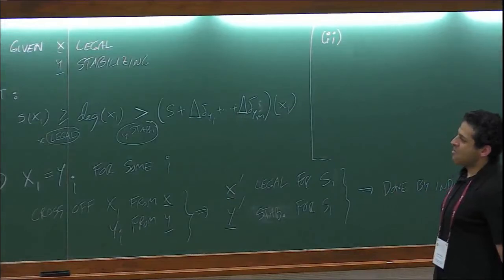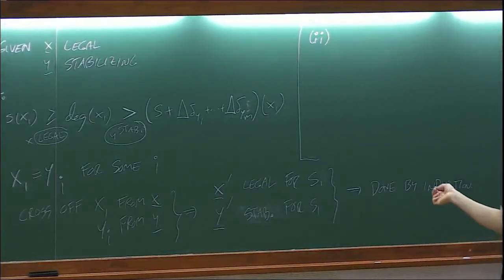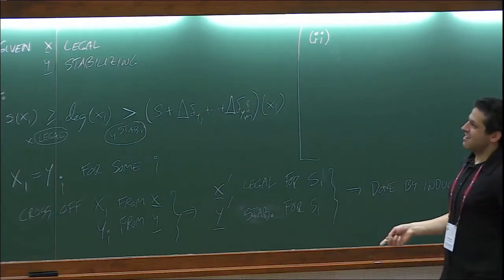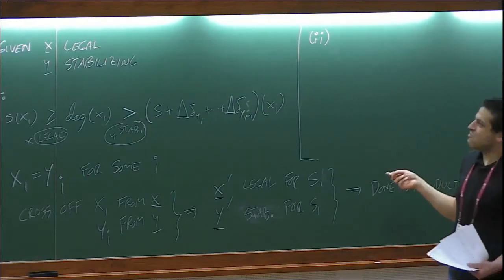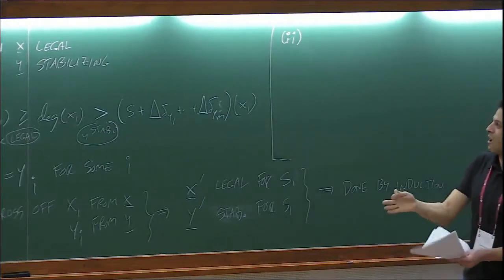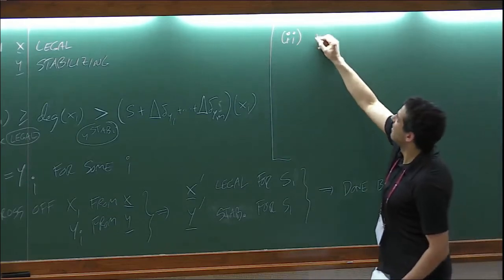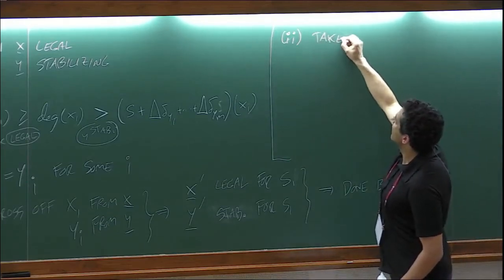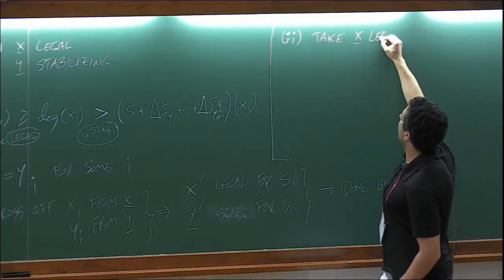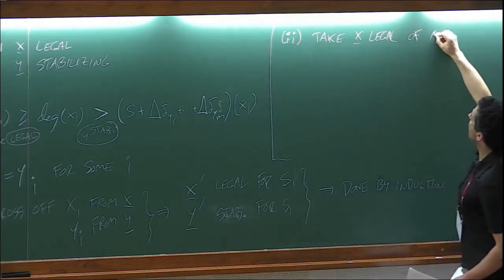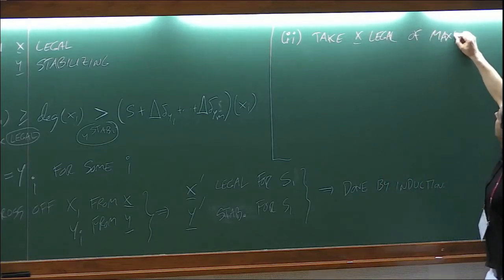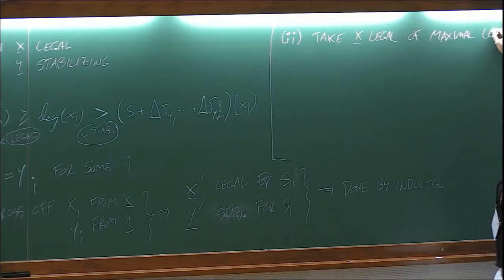So how do I know if there's a stabilizing thing, that there's actually a legal stabilizing thing? Well, once I have a stabilizing thing, then as I already pointed out, part 1 says all the legal things are bounded in length by that stabilizing thing. So let's take a maximal length legal thing. Take x legal of maximal length.